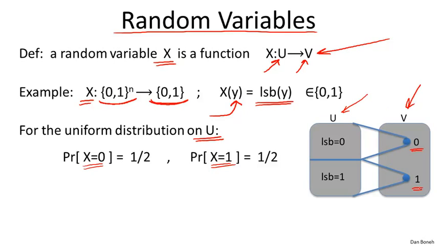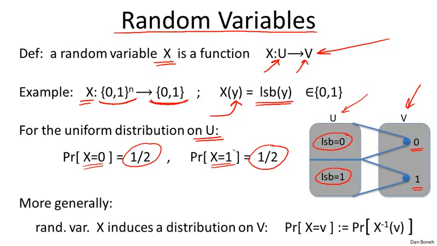Well, when does the variable output 0? The variable outputs 0 when the sample in the universe happens to have its least significant bit set to 0. And the variable outputs 1 when the sample in the universe happens to have its least significant bit set to 1. Well, if we choose strings uniformly at random, the probability that we choose a string that has its least significant bit set to 0 is exactly 1/2, which is why the random variable outputs 0 with probability exactly 1/2. Similarly, if we choose a random n-bit string, the probability that the least significant bit is equal to 1 is also 1/2, and so the random variable outputs 1 also with exactly probability 1/2.